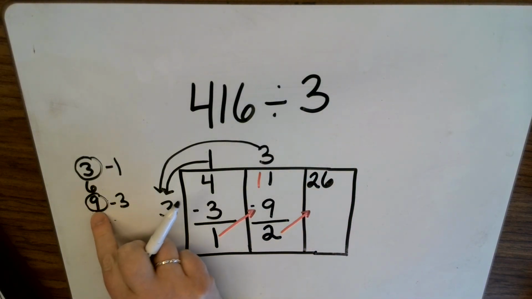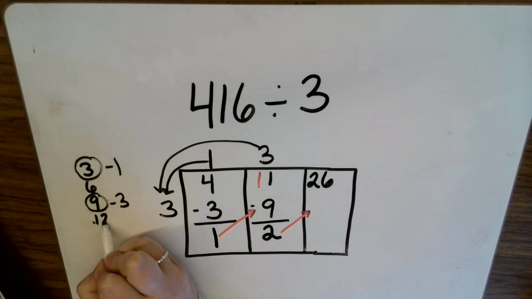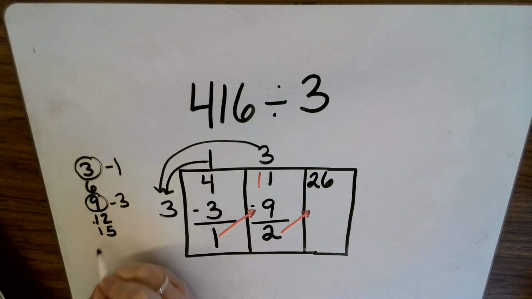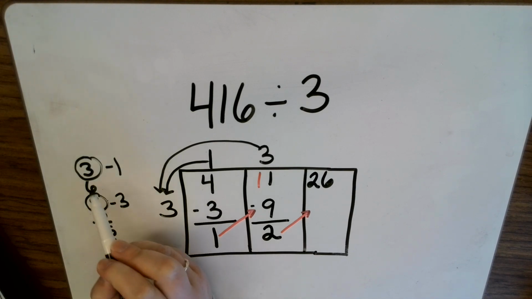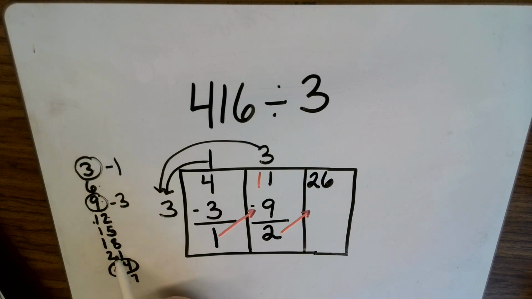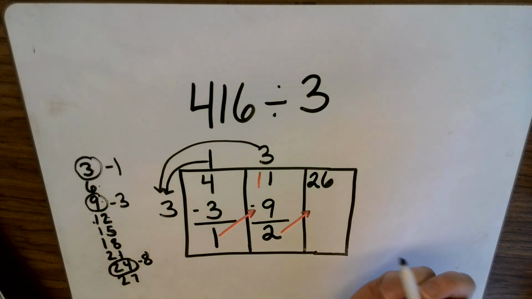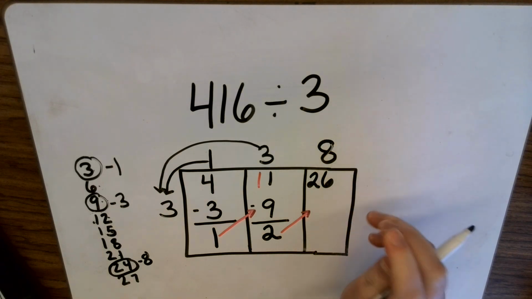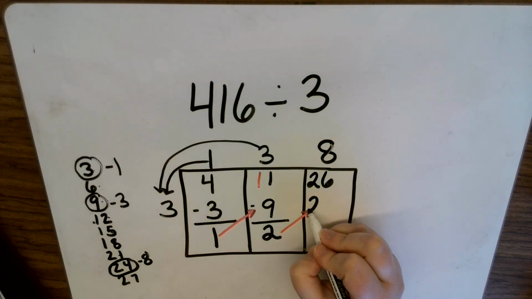Now, come back to my multiples. How close can I get to 26? Well, 3, 6, 9, 12, 15, 18, 21, 24, 27. Now, 27 is too much, so I'm going to back up 1, 24. That is the 1, 2, 3, 4, 5, 6, 7, 8. Eighth multiple. 3 times 8 is 24. It's the eighth multiple, so I'm going to put 8 up here. 8 times 3 is 24.